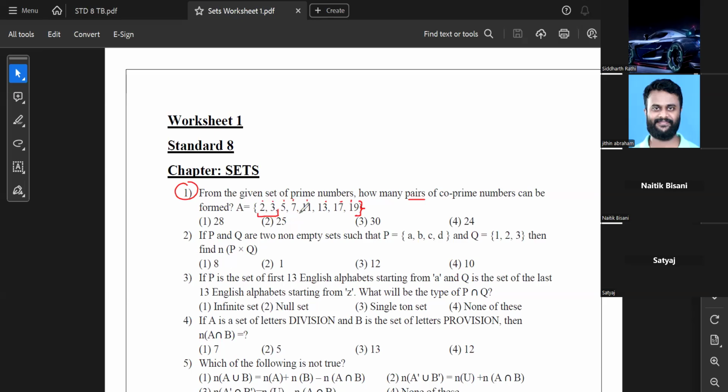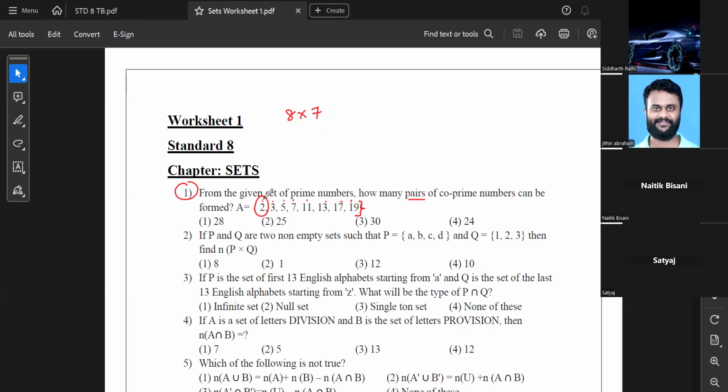Now, how to directly calculate the number of pairs? I'll simply give you a method. There are how many numbers? 8. All the 8 numbers can be combined with all the others. For example, this is 2. 2 can be combined with 3, then 5, then 7, then 11, then 13. All the combinations are possible. So 2 can be combined with the remaining 7 numbers. Similarly, all 8 numbers can be combined with the remaining 7 numbers. So 8 into 7 is a possibility.